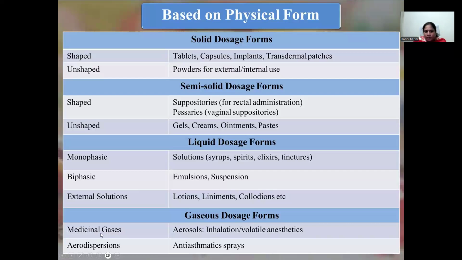And gaseous dosage forms, they'll be available in the form of vapors. So aerosols, if you come across volatile anesthetics, anesthetics are those which are used for producing sleep. They'll be available in the form of gases only. For example, chloroform spray will be there. They are anesthetics and aerodispersions, anti-asthmatic sprays like inhalers and nebulizers. This all comes under gaseous dosage forms.